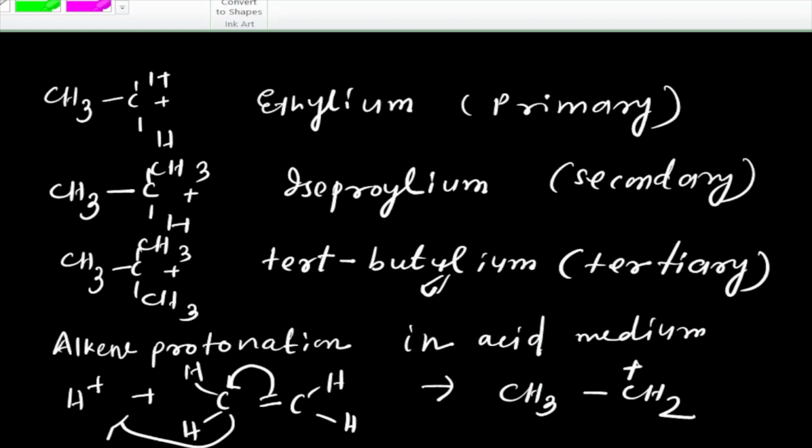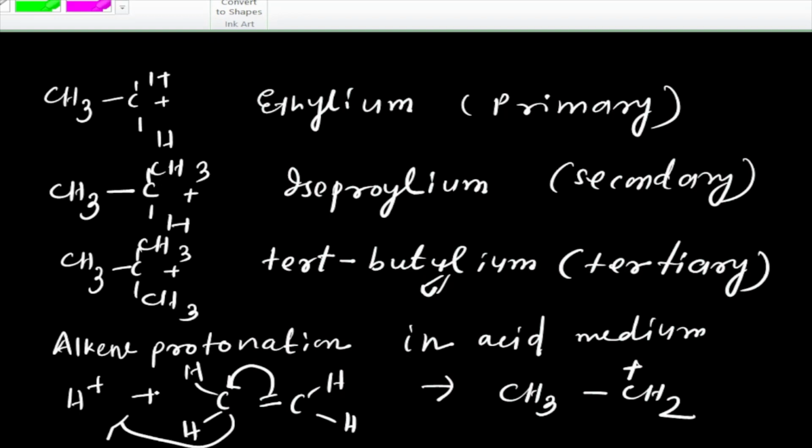If it is isopropyl, what is the name? It is called isopropylium. Now see, this is the isopropylium. And here, tertiary butylium. What is the name here? Tertiary butylium. And here it is tertiary because there is no hydrogen. One hydrogen, secondary. Two hydrogens, primary.